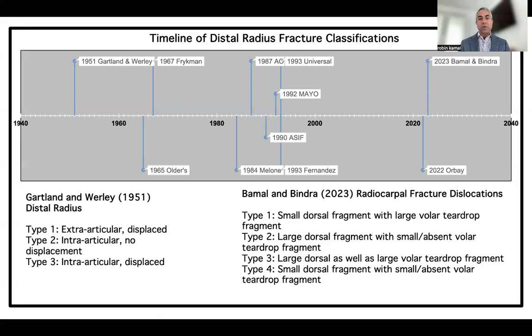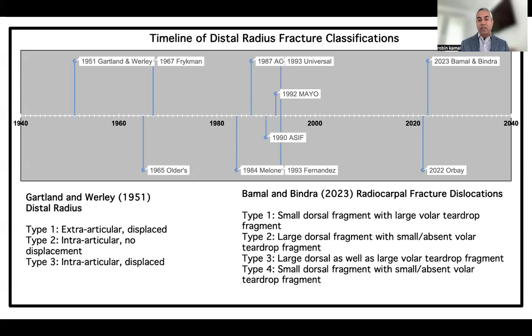How do we classify distal radius fractures? There are a number of different ways that have spanned all the way from the 1950s up till recent. And we can see that the classification patterns have slowly advanced as our understanding of distal radius fractures has advanced. So all the way back to 1951, we grouped them by extra-articular displaced, intra-articular displaced, or not displaced. And that's sort of the simplest form.